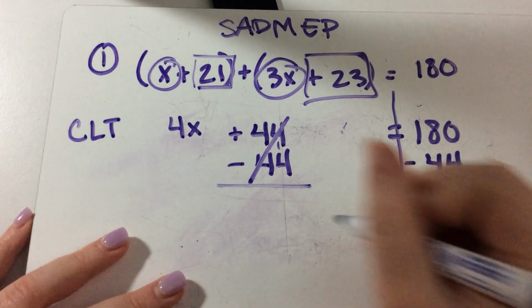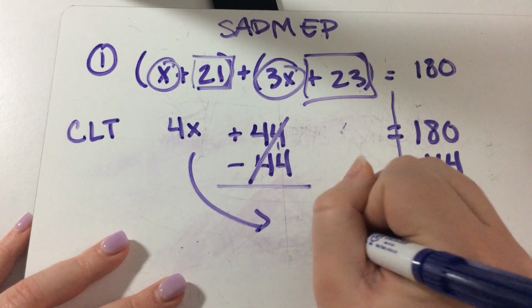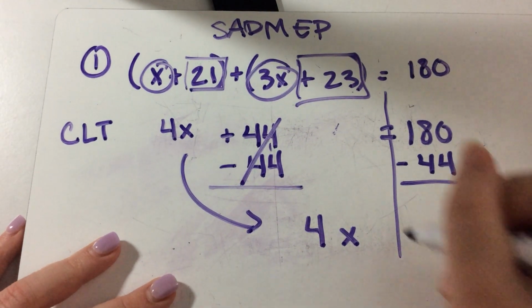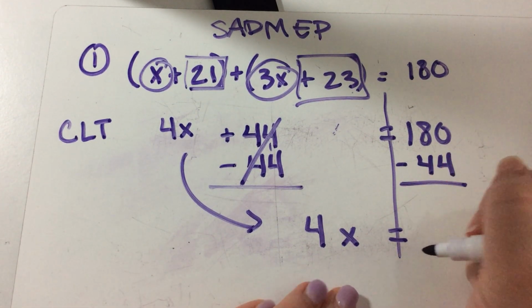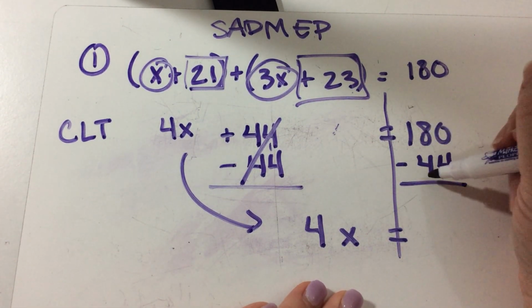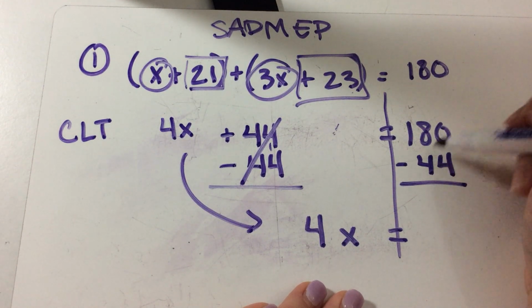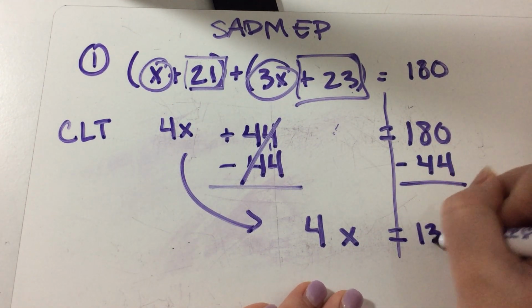So these add to 0, and I'm left with 4x. I'm just going to move that down below. And I'm going to set that equal to, I know that 180 minus 40 is 140, and I have 4 more. So I know that I have 136 here.